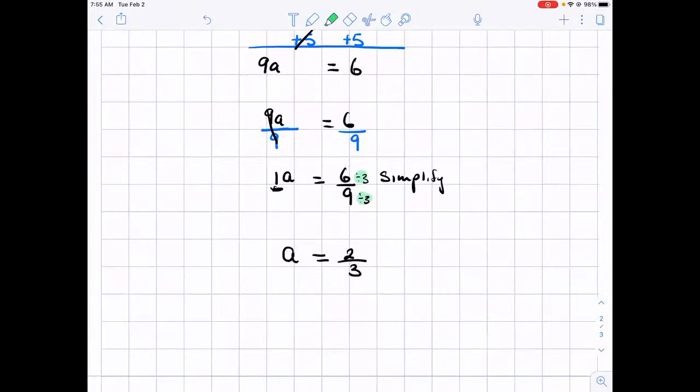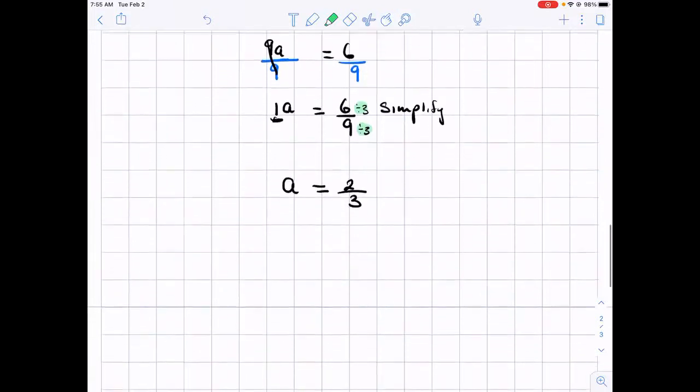A is our solution, or we can say the solution set. Okay, the solution set is, in curly braces, 2 over 3. So we're not going to really use this a lot right now, but I just want to show you, if we write this as a solution set, it has to be in braces.